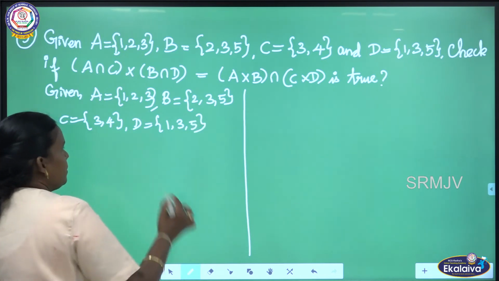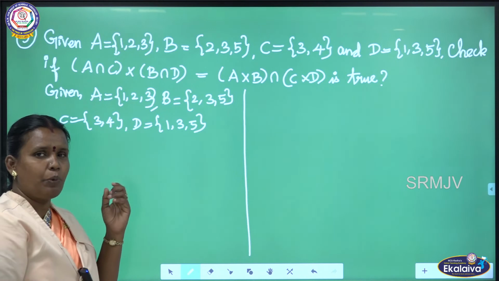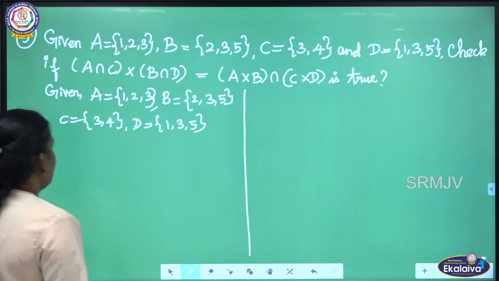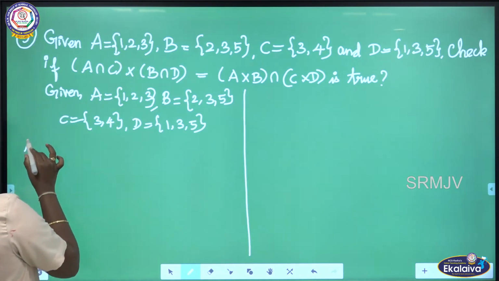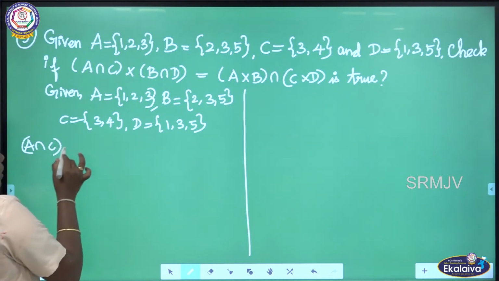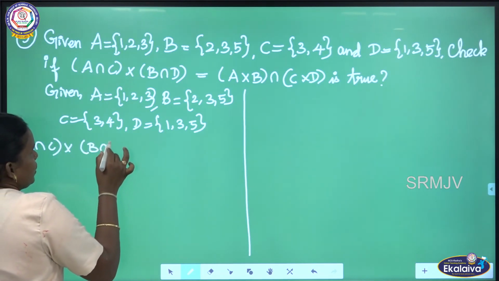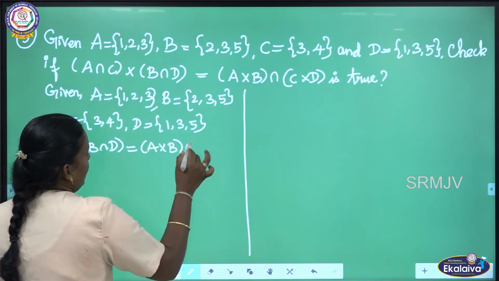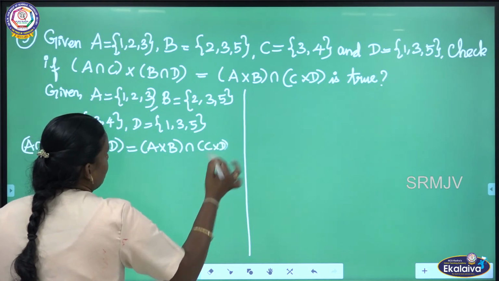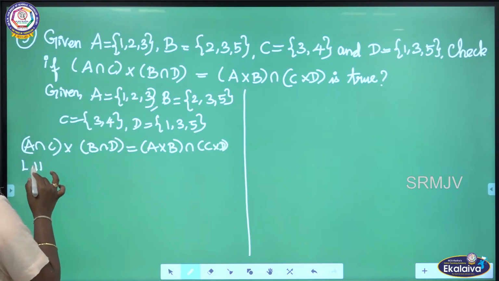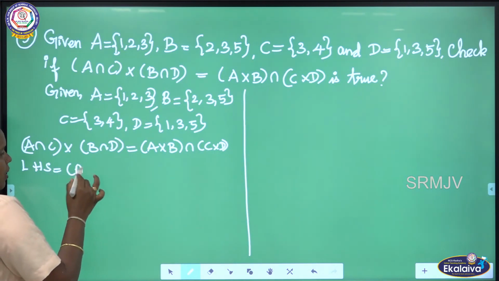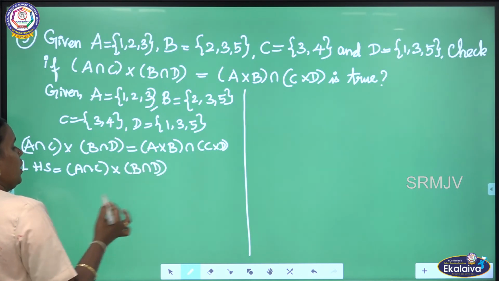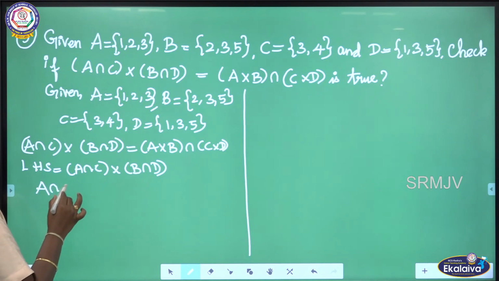While writing the elements, please be careful. If you change or write any one element in that set wrongly, your full answer will be wrong. Clear? So first I will take what they ask you to prove: (A intersection C) cross (B intersection D) will be equal to (A cross B) intersection (C cross D). I will take the LHS, which is (A intersection C) cross (B intersection D).